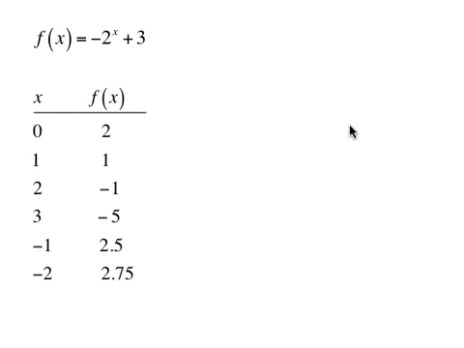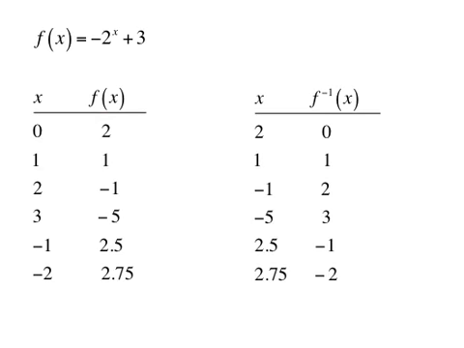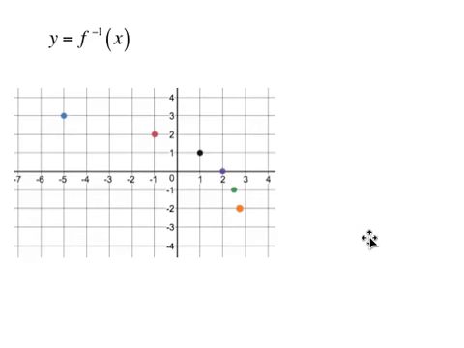So there are the points for x and f of x. If I want to do f inverse of x, switch the order. If I have x, f inverse of x, 0, 2 becomes 2, 0. 2, -1 becomes -1, 2. 3, -5 becomes -5, 3. And graphing all those points, that's what it looks like.